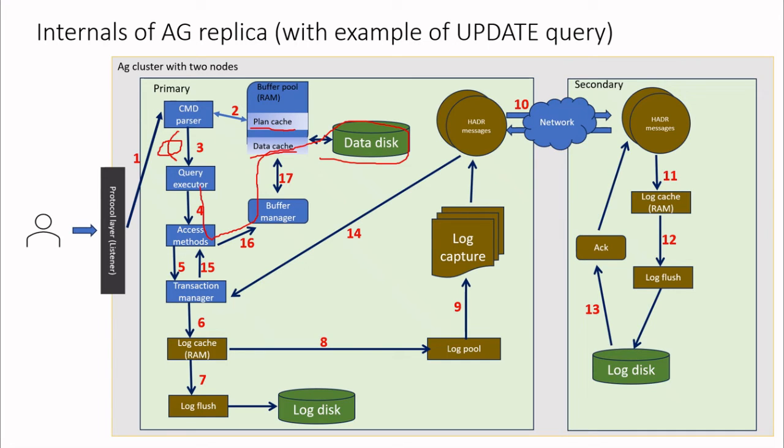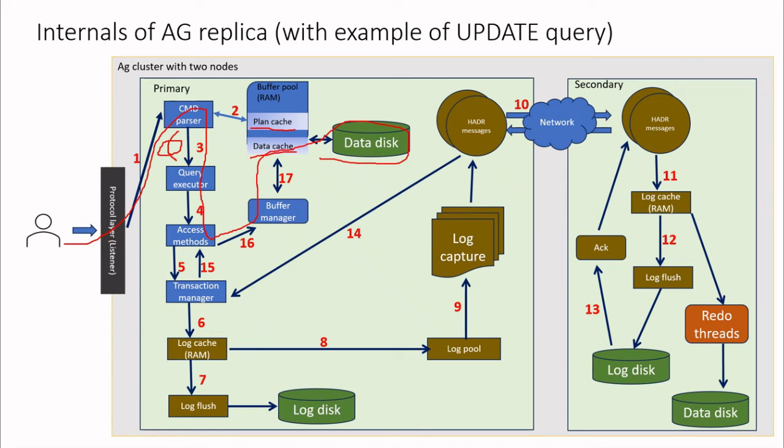Then access methods sends confirmation back to the client, going through each component. One important point also here: in the secondary replica, after the log is hardened to disk, there are redo threads, which apply these transaction logs to the data files. This is a background process.